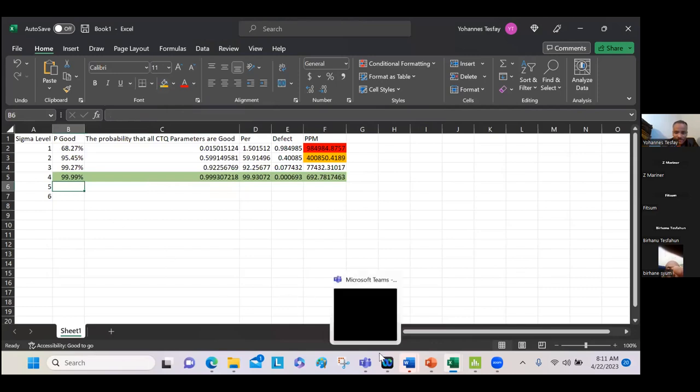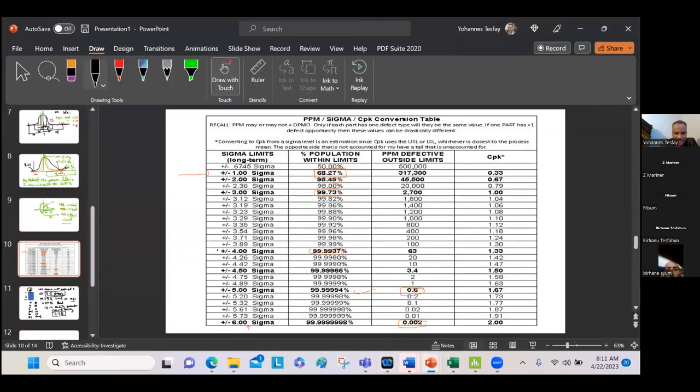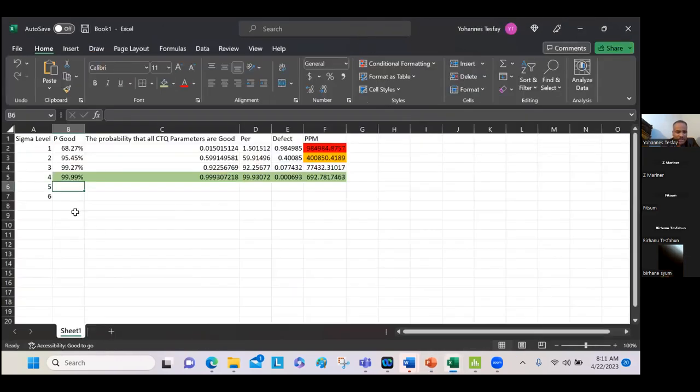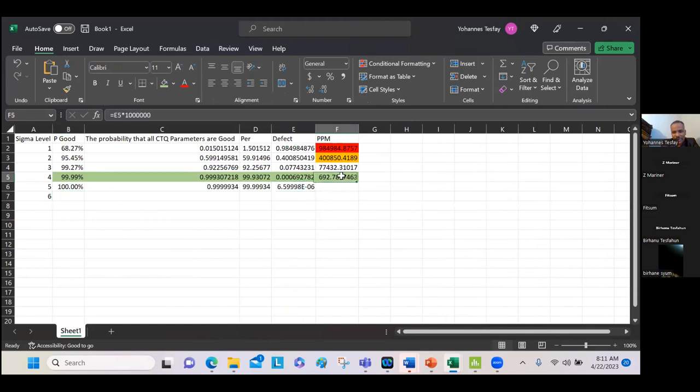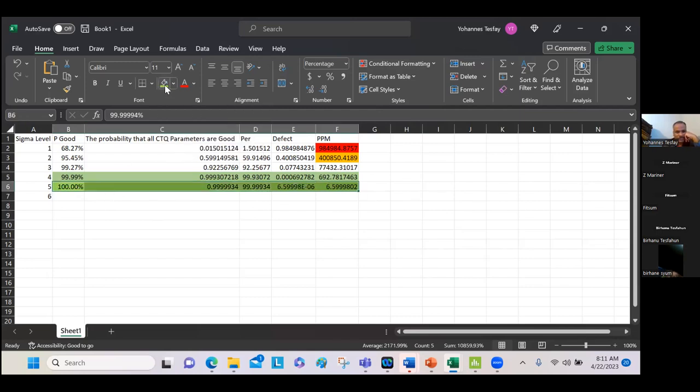What about 5 sigma? If you go to 5 sigma, this is just 5 sigma, 99.9994. Okay, 99.9994, just like that. You see? Only 6 parts out of 1 million or 7 parts out of 1 million are defective. You see? Defective. This one. Okay, defective.